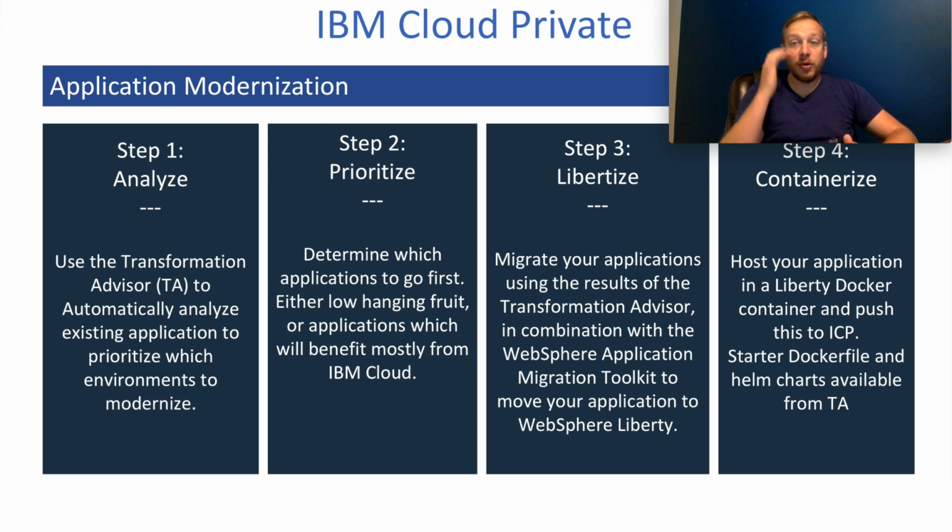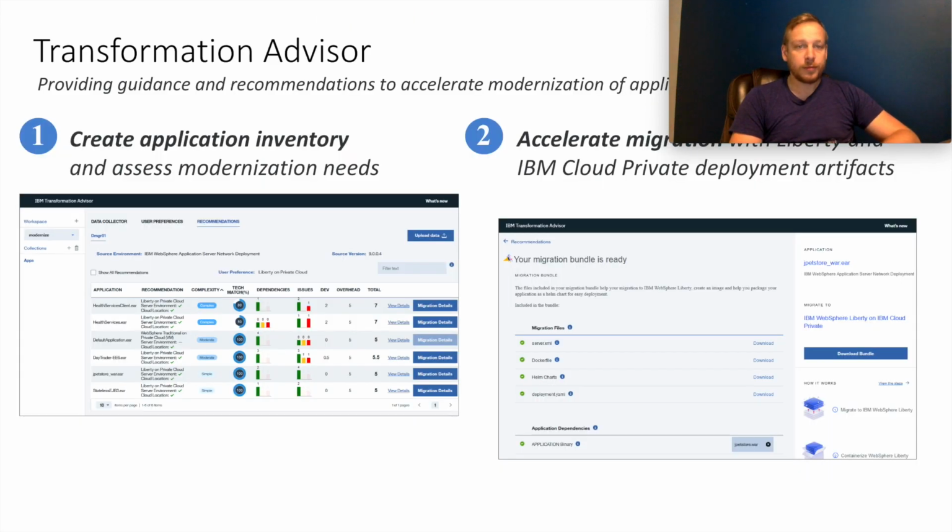So we're going to go through a demo of the Transformation Advisor, as well as take an application from start to finish, running on TWAS, and then moving that to Liberty, running in a Docker container, and then pushing that to IBM Cloud Private. Here's a few screenshots for the Transformation Advisor. It'll give you an inventory report of all the applications you have, what features they have, what's available, and we're going to go through a demo of this as well.